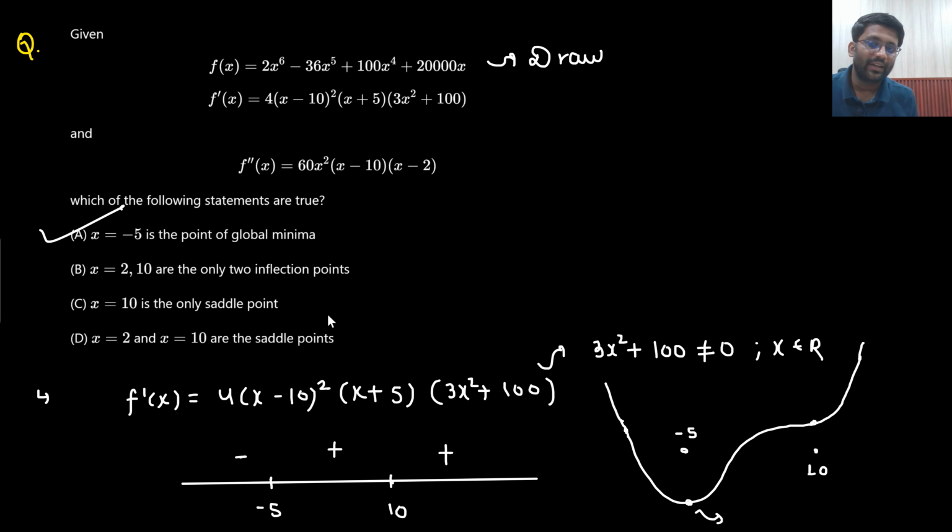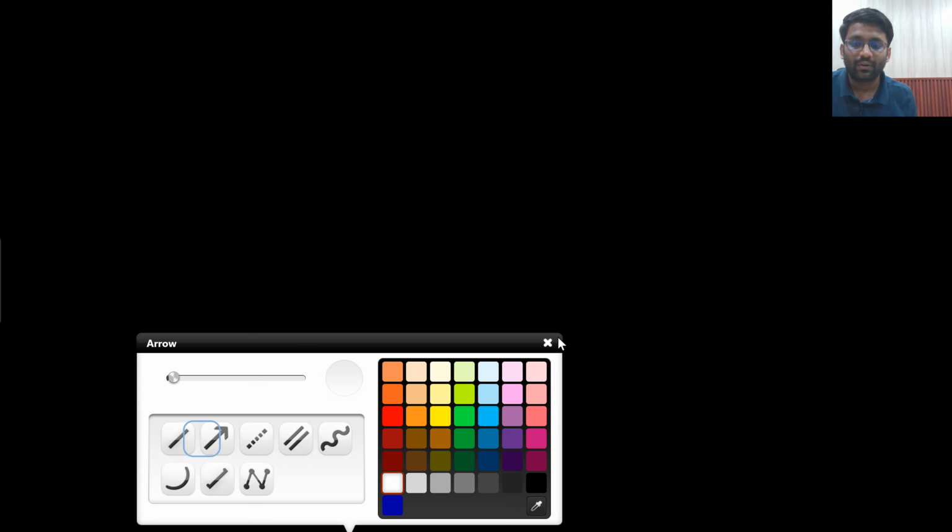So x equals 10 is the only saddle point. This particular thing is correct, because here f dash x is not changing its sign. So this particular point is a saddle point. It will surely be a point of inflection as well, but there could be other points of inflection too. The graph may change its concavity at some other points as well. As of now, according to us, this will be the graph till first differentiation. When I have done the first differentiation, with this point at -5 and this point at 10, the scenario will go like this.